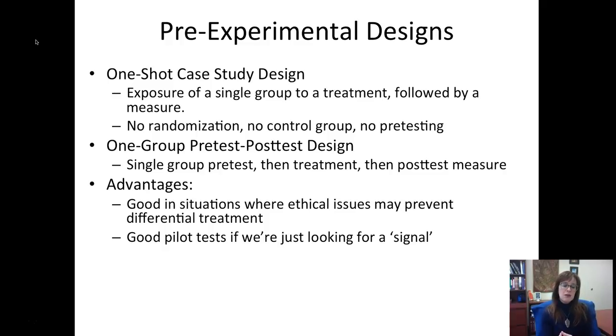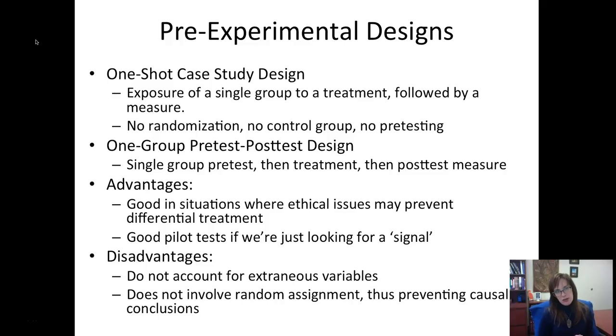And this can be really good for us in pilot test situations where we're just trying to look at something and test it out and see if there's a signal. I often say, do we see that scores got better, or that, for example, depression scores are low in this group? And if so, that may say to us, all right, this is worthy of a little bit more rigorous investigation. I'm going to design a study that has a more rigorous design that will allow me to look at cause and effect a little bit more closely.